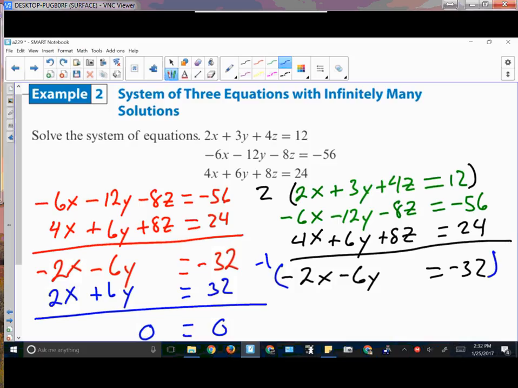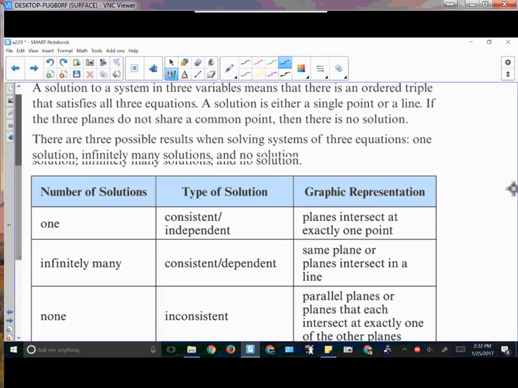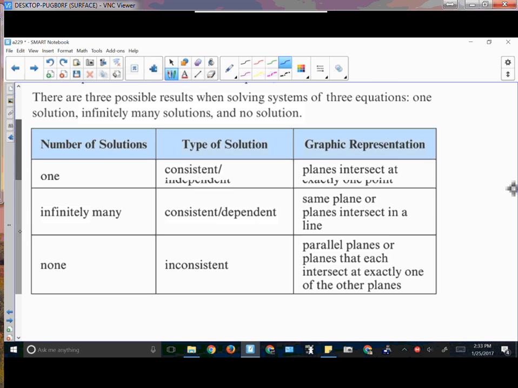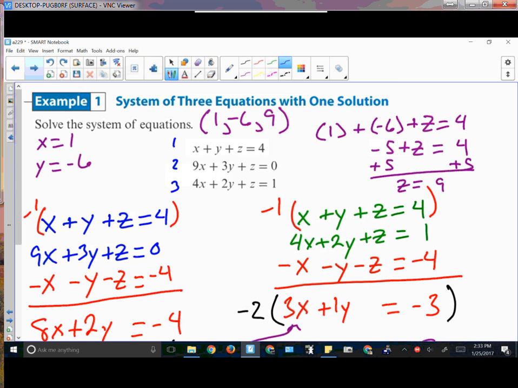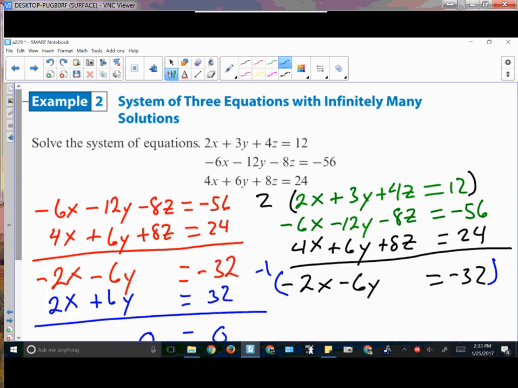So if I get down to this point, 0 is equal to 0, infinitely many solutions. That kind of goes back to this deal that we had here, infinitely many, consistent or dependent. Means the same plane or planes intersect in a line. That's all it means. So that was 1. That's 2. So far so good?